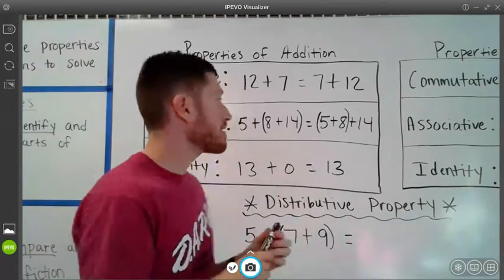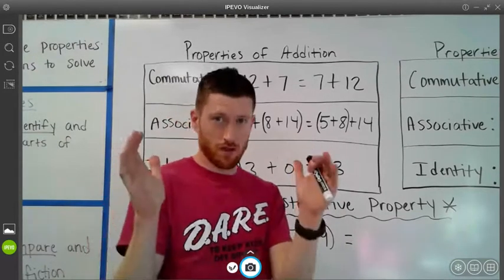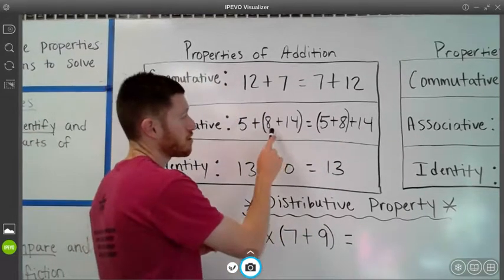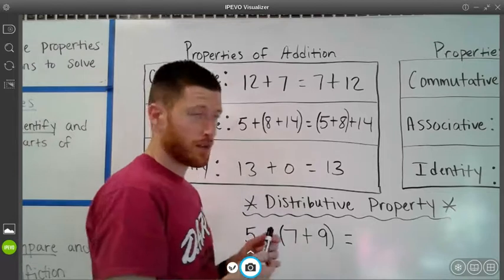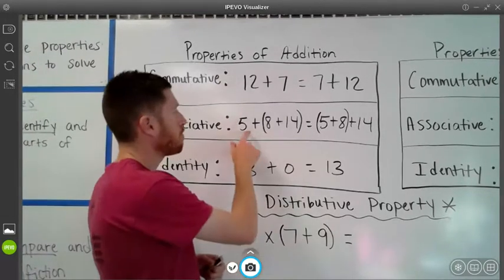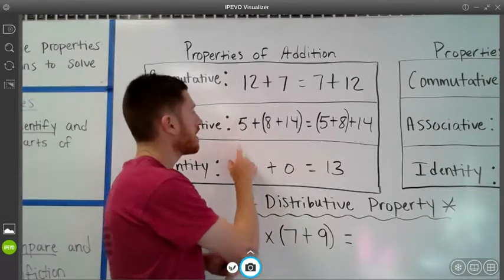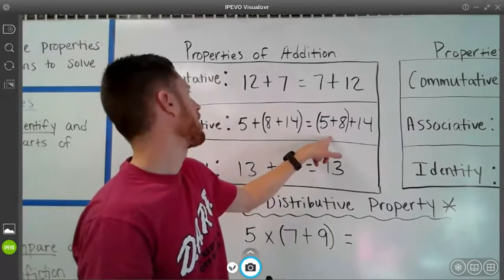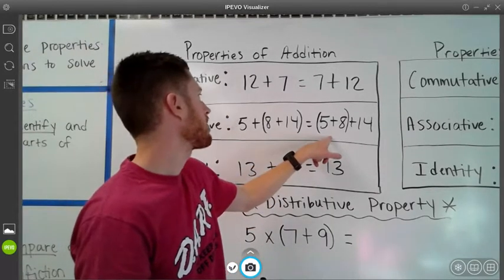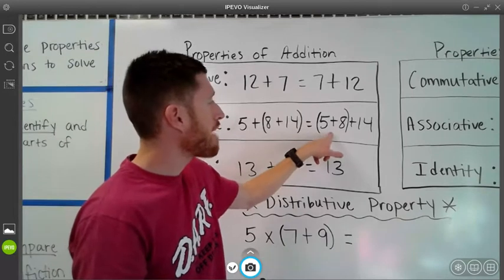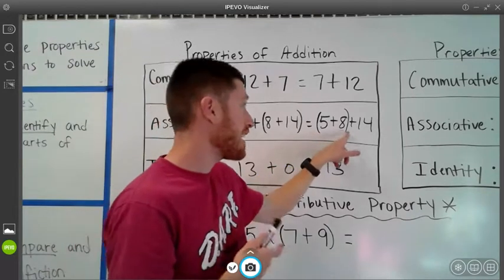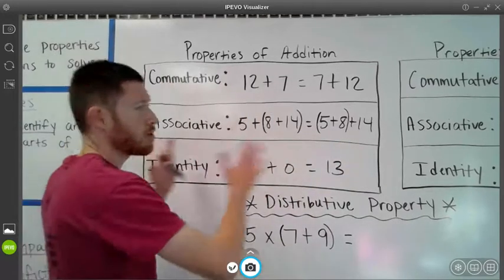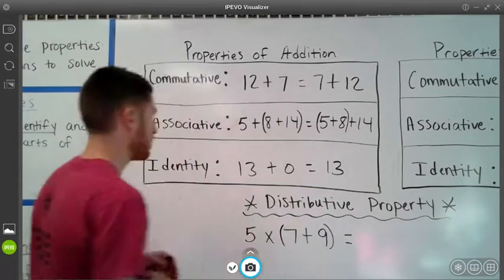So the parentheses always say, do me first, okay? They're screaming, do me first. So you do the problems in the parentheses first. So you do 8 plus 14 first, okay, 22, and then plus 5, okay, to give you 27. Over here, you would do, sorry, didn't I do that wrong? 22 plus 5, 27. Over here, you've got 5 plus 8, which is 13, and then 13 plus 14 is 27. So you get the same answer, just a different grouping.